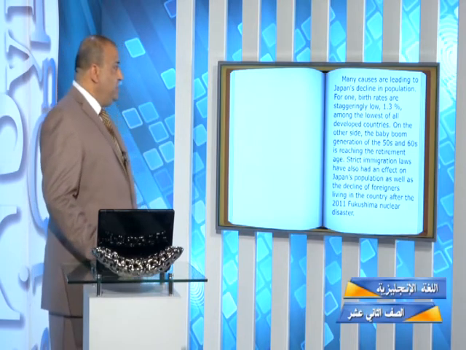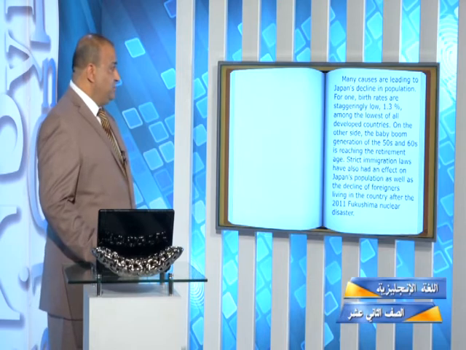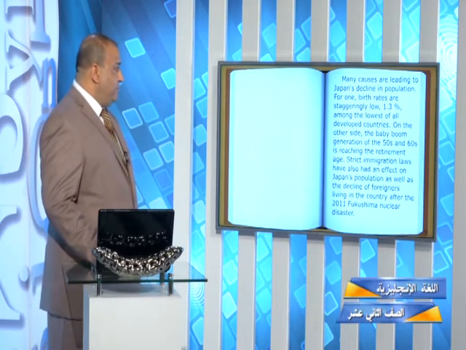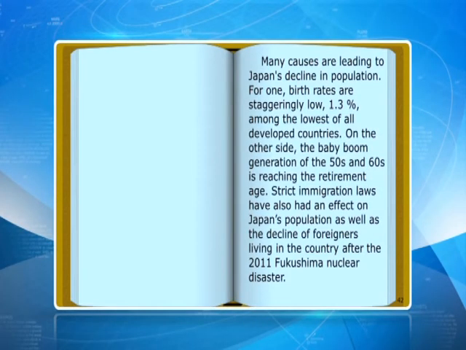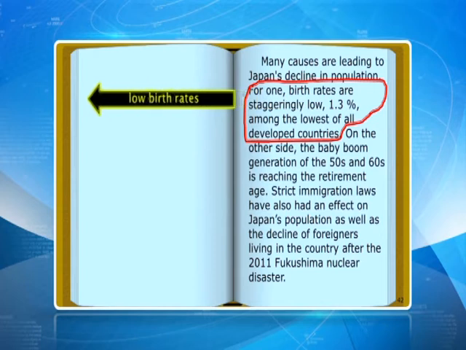Many causes are leading to Japan's decline in population. For one, birth rates are staggeringly low, 1.3%, among the lowest of all developed countries. Now, what piece of information can you come up with and write about in your summary making? It's clear here that we are talking about the low birth rates. So you have to produce a sentence which is closely related to this factor. Try to avoid words from the reading comprehension. Try to express yourselves in your own words.